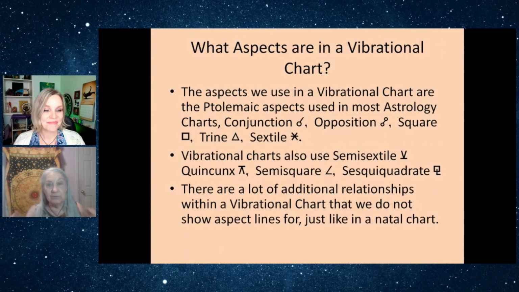Okay, so natal chart aspects. Okay, we already really did this. And these are just a listing of the aspects, the vibration that we see in every chart, including the additional ones like the semi-square and quincunx. But there are a lot of additional relationships within a vibrational chart that we do not show aspect lines for, just like in a natal chart.